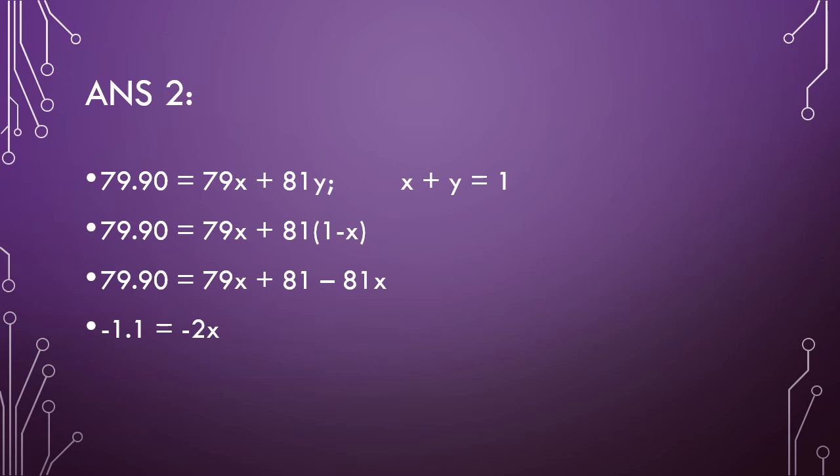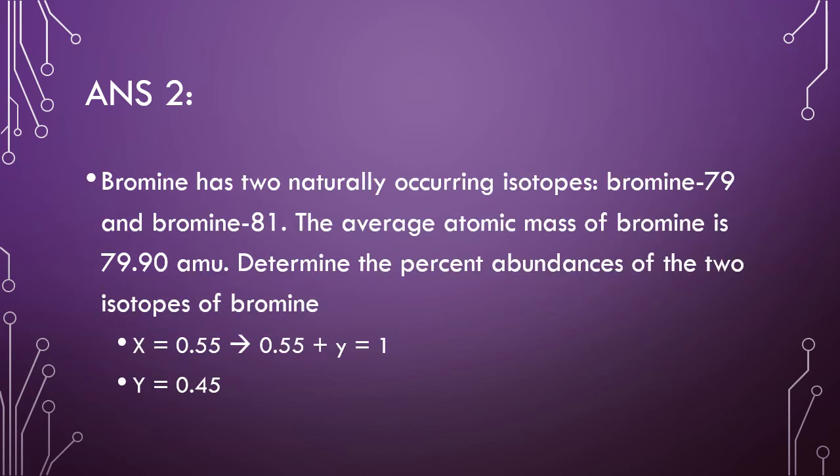We begin to simplify, and we solve for x. X is equal to 0.55 or 55%. This corresponds to the bromine 79 isotope, so it will have a 55% abundance. However, we still need to find the percent abundance for bromine 81. Thankfully, this one will be much faster.